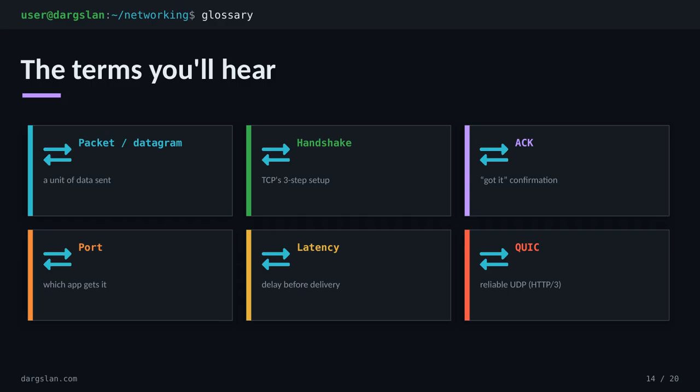Before we go deeper, let's lock in the vocabulary you'll keep bumping into. A packet or datagram is just one unit of data on the wire. The handshake is TCP's three-step setup that opens a connection. And an ACK is the little receipt that confirms delivery. A port tells the OS which app the data belongs to. Latency is the delay before it actually arrives. And QUIC is the newer protocol that builds reliability on top of UDP. It's what powers HTTP 3.